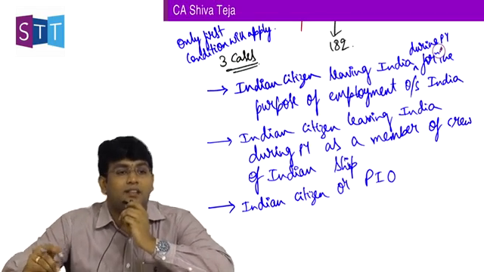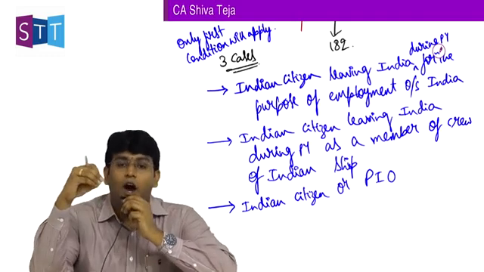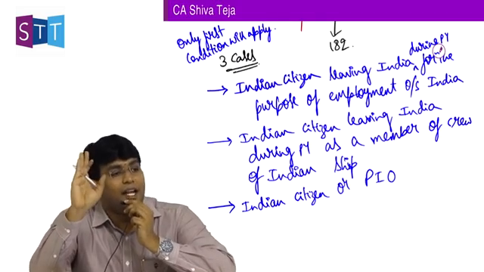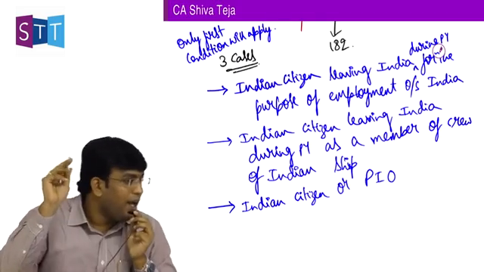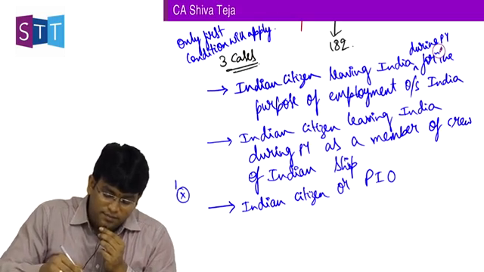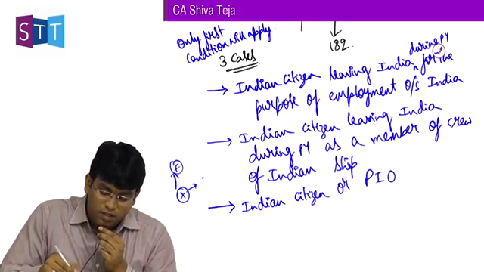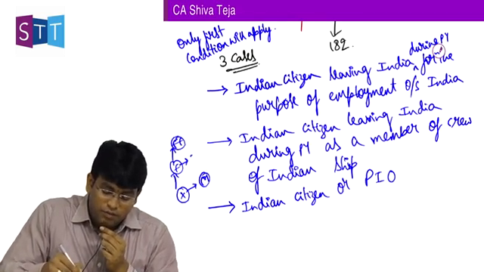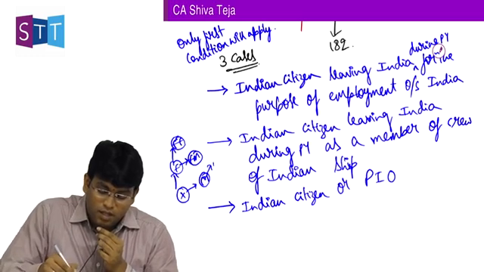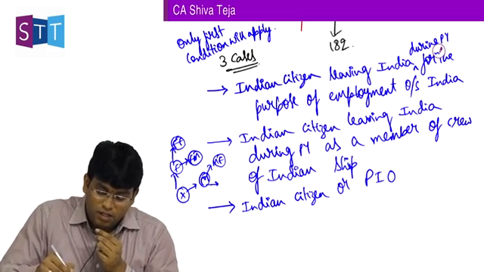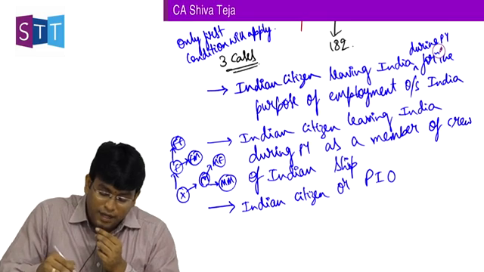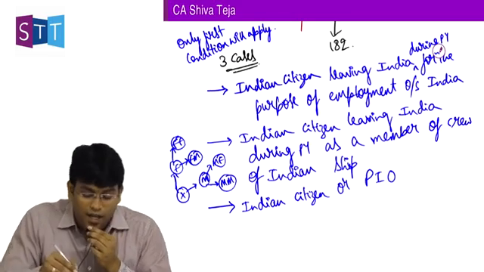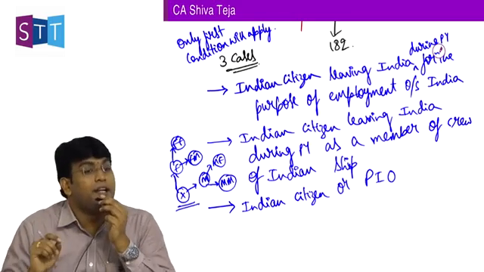Person of Indian origin means he or his parents or his grandparents, any one of them are born in undivided India. If I take a person as X: father, mother, father's father, father's mother, mother's father, mother's mother. If any one of them are born in undivided India, then this X is called a person of Indian origin.